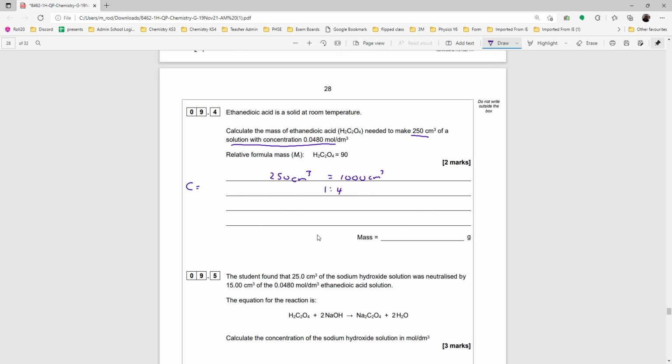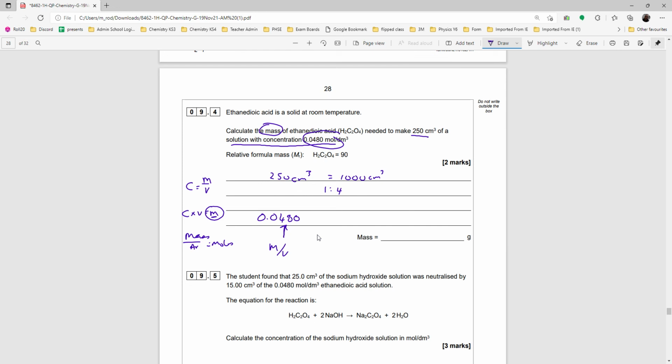Concentration is equal to moles divided by volume. So C times V is equal to M. I have my concentration. Now, I know in this case that I've got moles, and that is here in moles. But they want grams, they want mass. So I could just leave this as it is and use my other equation, which is going to be mass divided by AR is equal to moles.